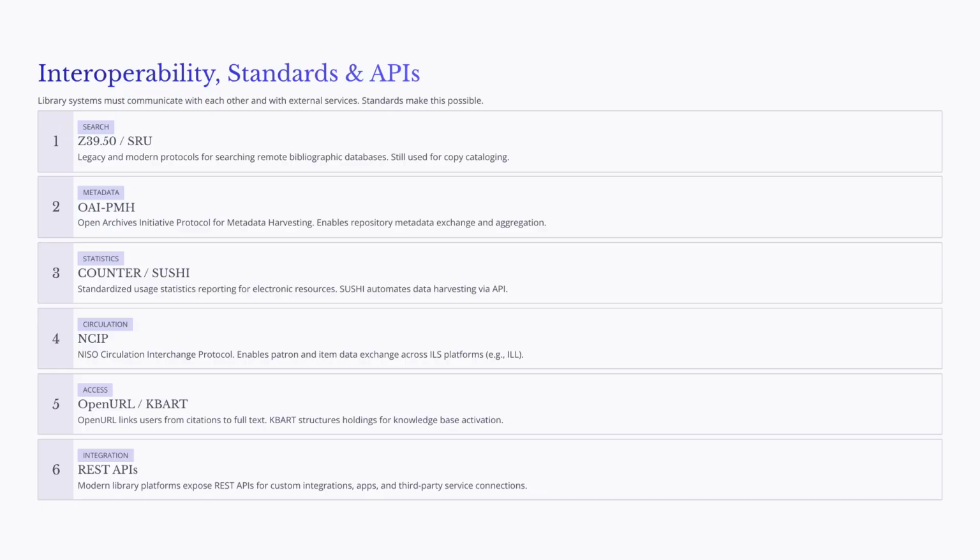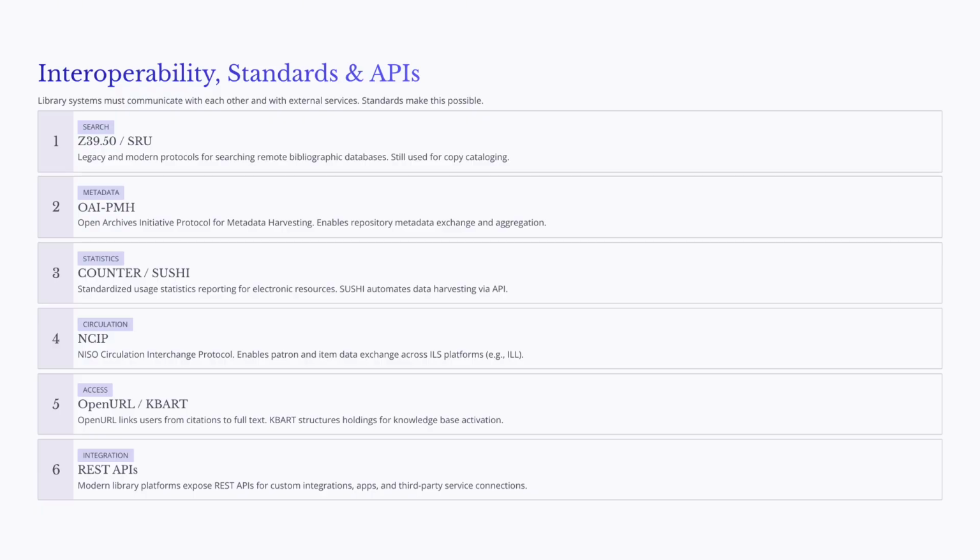OAI-PMH is how repositories share metadata. If you have ever used a subject aggregator that pulls together records from dozens of institutional repositories, OAI-PMH is probably how the metadata got there. COUNTER and SUSHI we already covered. Usage statistics. NCIP handles circulation data exchange, which is critical for interlibrary loan.